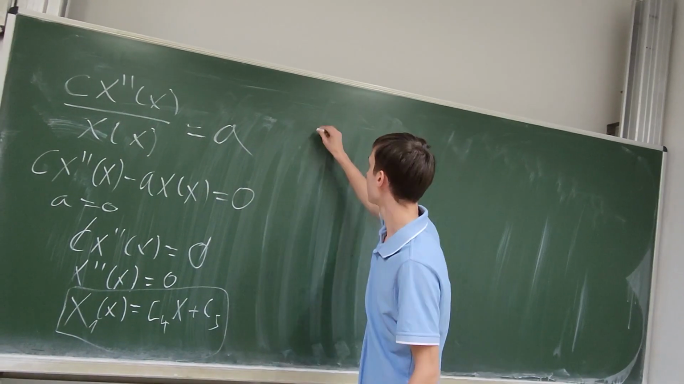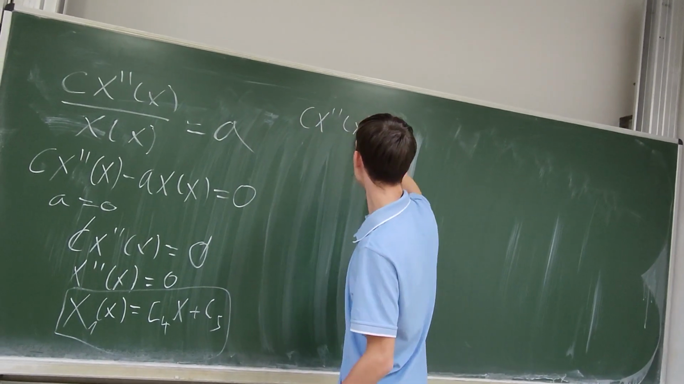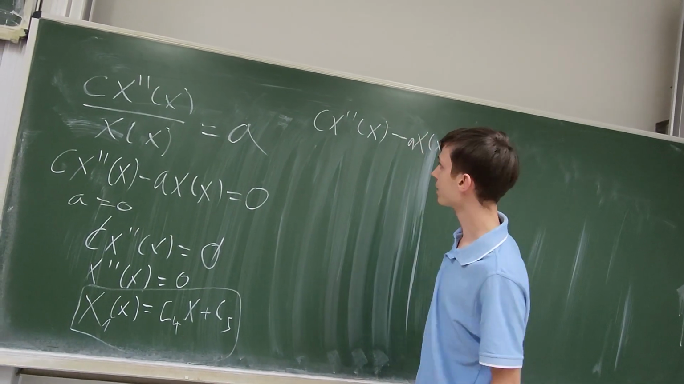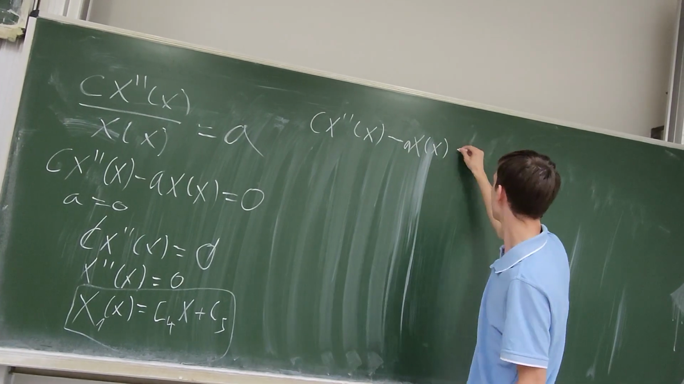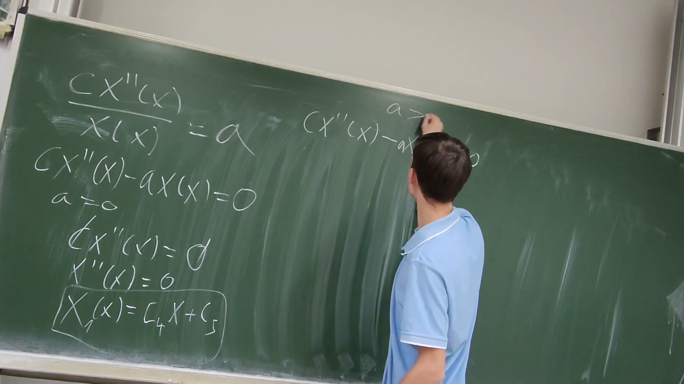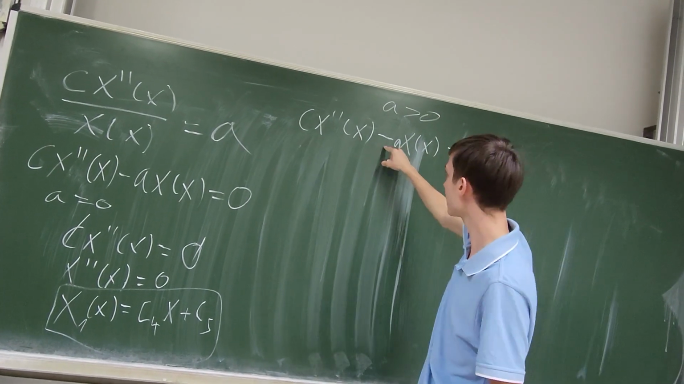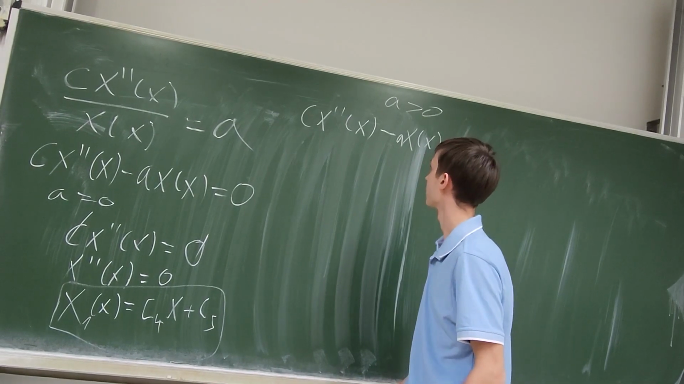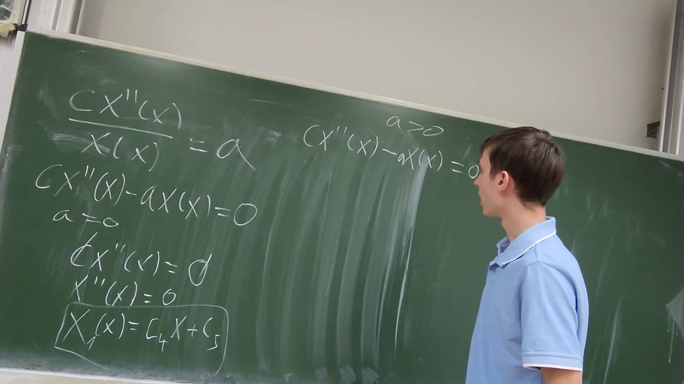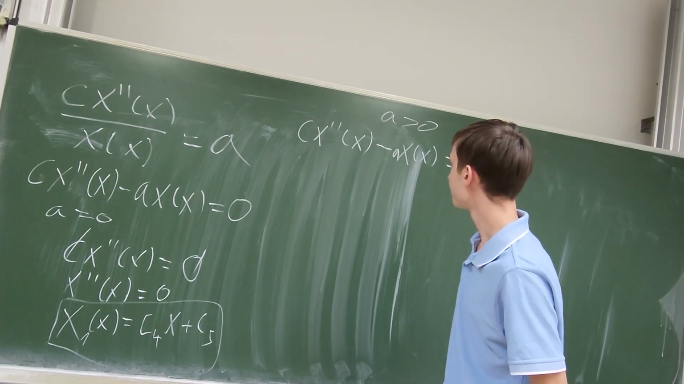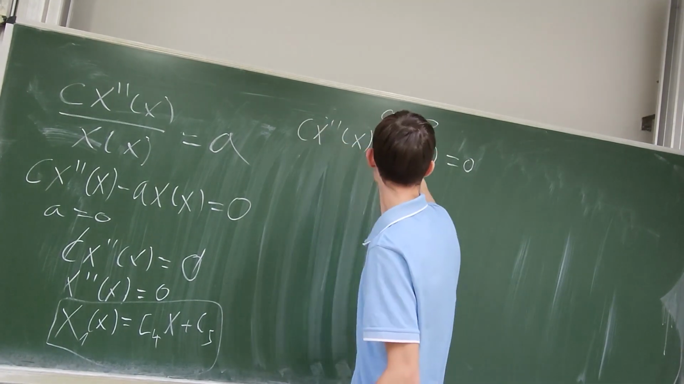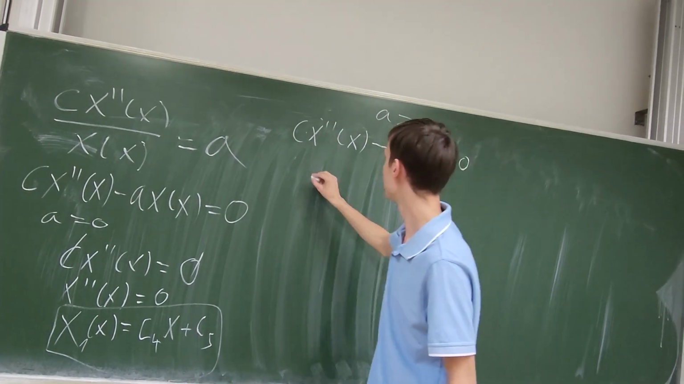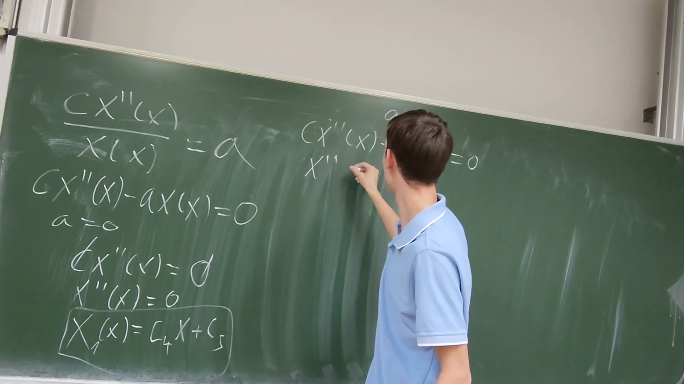Alright, the next one will be c x double prime of x, again, minus a x of x in front here, equals 0, and a will be above 0 in this case. So this stays negative. This means that this a here is meant to be positive in this case. There are more cases to be considered. So now what we can do is maybe divide both sides by c.